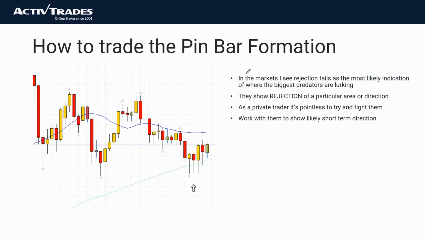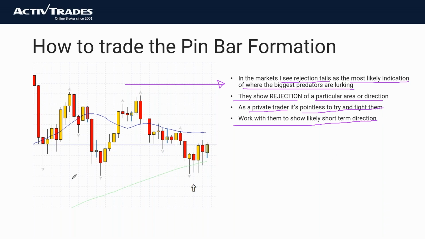So when it comes to pin bars in the markets, and this is my particular view, when I see the wicks, the rejection tails, I see that as the most likely indication of where the biggest predators, the biggest operators, are lurking. What they're doing is showing rejection of a particular area, direction, or even narrative. As a private retail trader, I think it's kind of pointless to try and fight candles. What I want to do is work with them to show me the likely short-term direction.